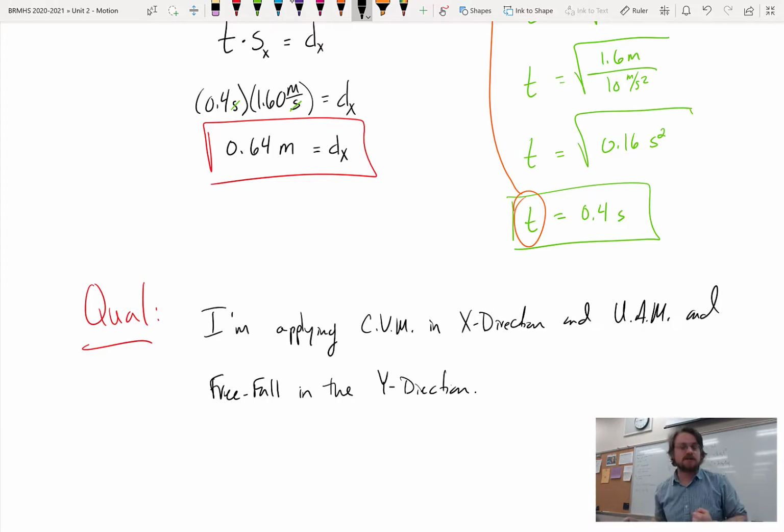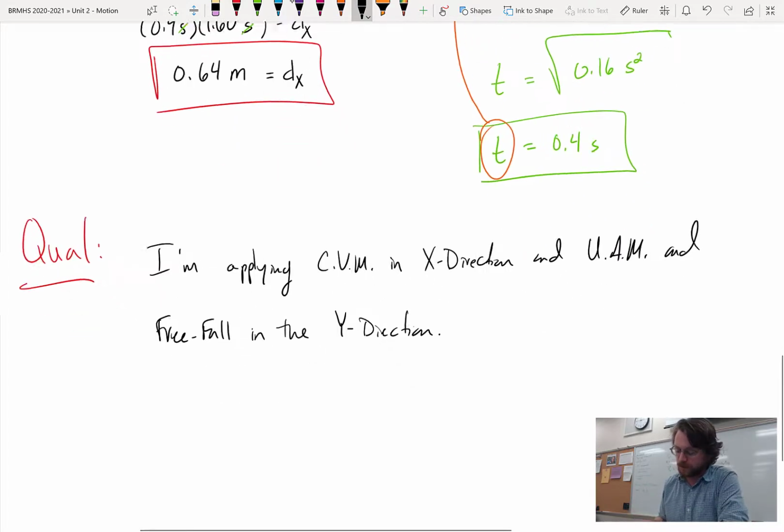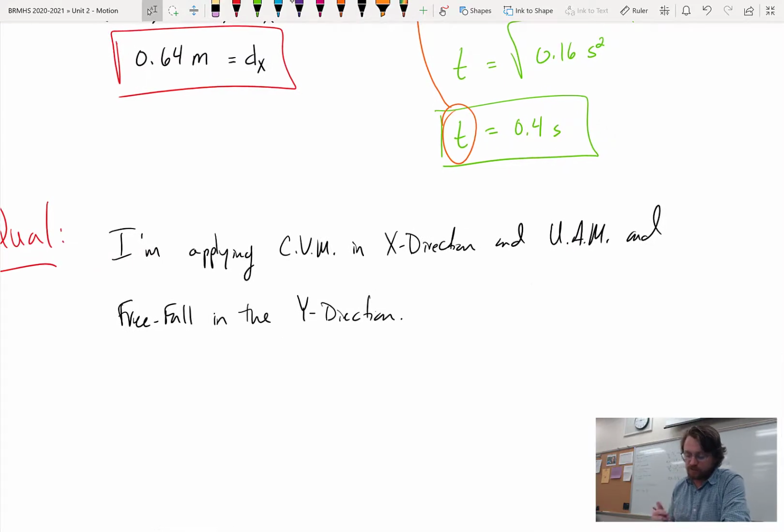That's true with our projectiles because we don't have air resistance that it's got to push through. We don't have a rocket attached to the back of the tennis ball. That would change, perhaps give it some acceleration in the x direction. We don't have that. A projectile just has constant velocity motion, constant speed in the horizontal direction. So I state that in my qualitative explanation. UAM, accelerated motion, and free fall in the y direction.